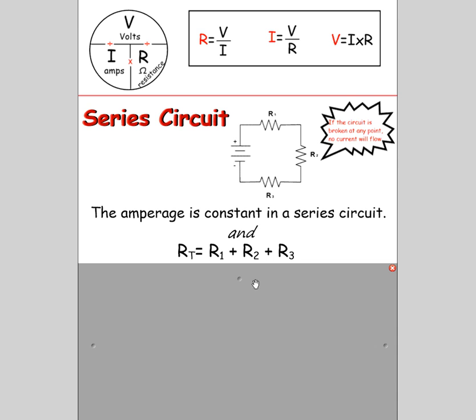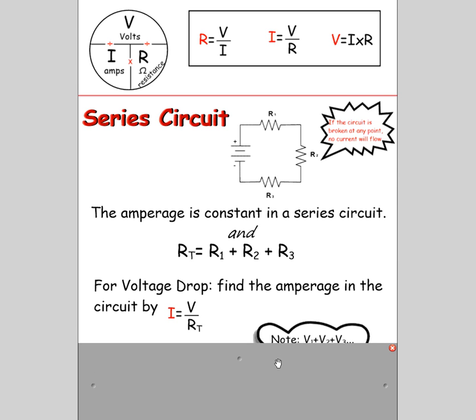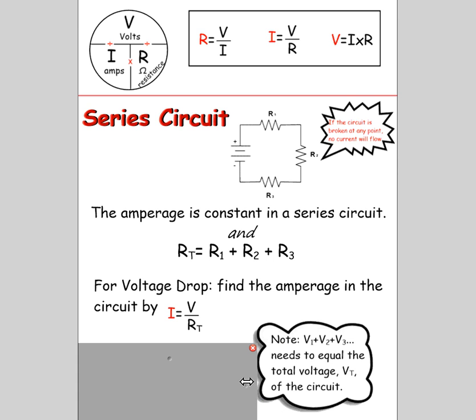Also, you can find the total resistance. It's really easy for the whole circuit by adding up resistor 1, resistor 2, resistor 3, and so on. A series circuit is where we would find voltage drop. And to find the voltage drop, you find the amperage for the circuit, and you do that by taking the total voltage divided by the total resistance. So voltage divided by total resistance, and you get I. Now you might say, well, how did you get the total voltage of the circuit? And that would be something given to you.